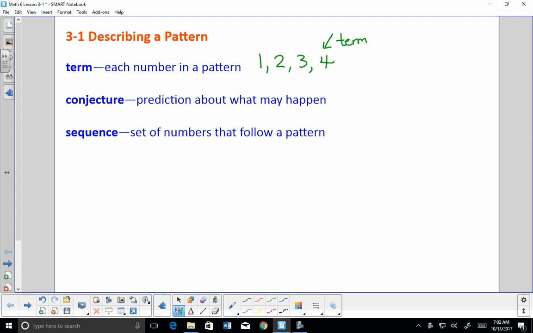A conjecture is a prediction about what might happen in a pattern. For example, in the pattern above, you might say that you're just going to continue to add 1 to each of the previous number, so that my next number in the pattern would be 5, and that would be a conjecture. A sequence is a set of numbers that follows a pattern.